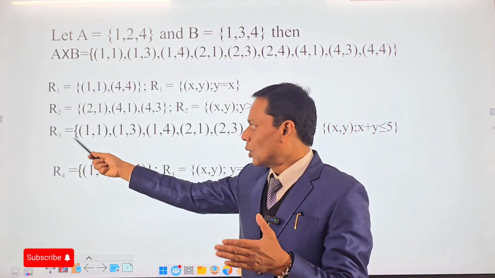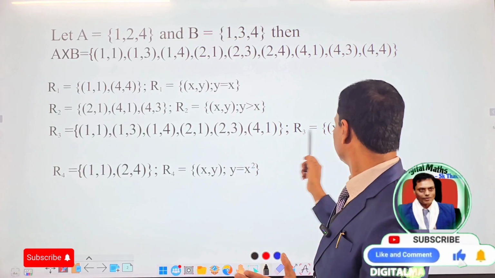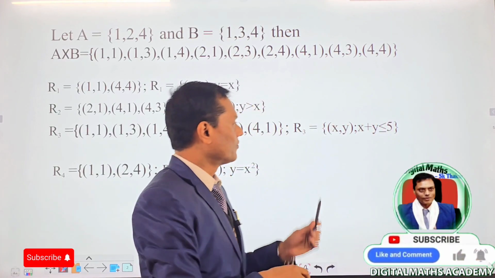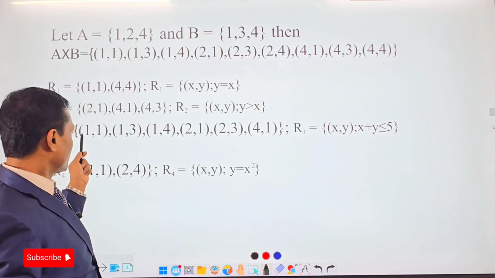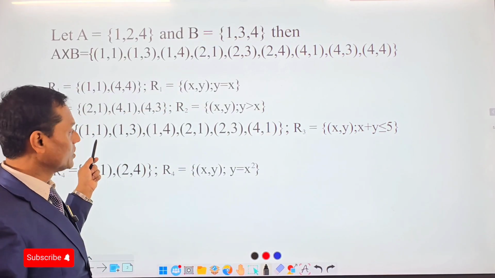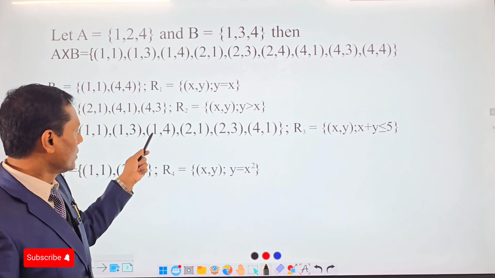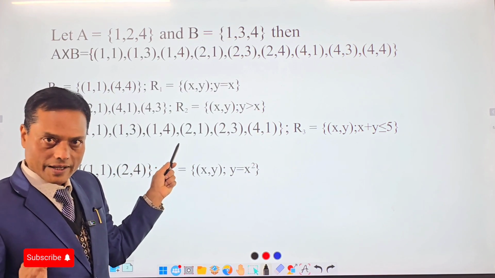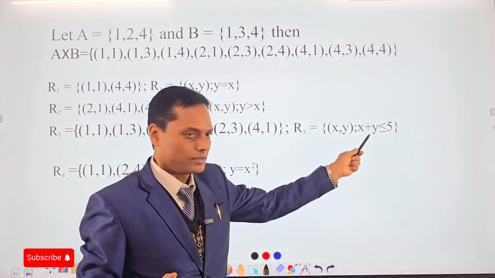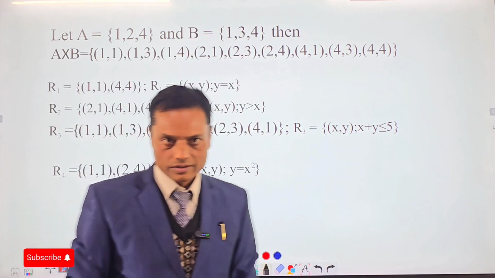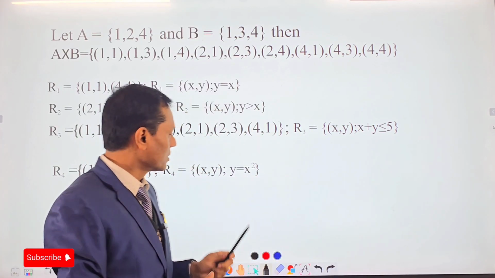Likewise, we can select all the ordered pairs such that the sum of the components is equal to or less than 5. Yes, 1 plus 1 is 2 and 2 is less than 5. Similarly, 1 plus 3 is 4 and 4 is less than 5. And 1 plus 4 equals 5 and 5 is equal to 5. So under this condition, we can select these ordered pairs.